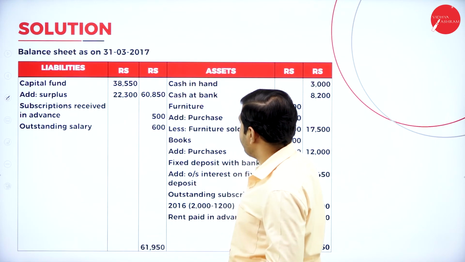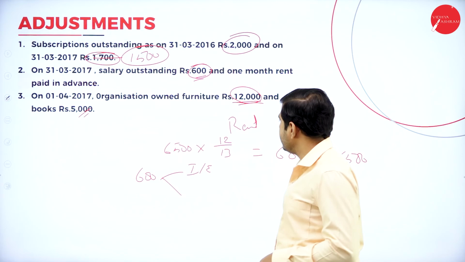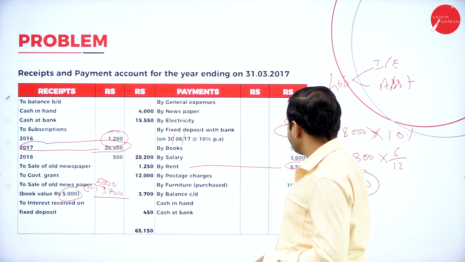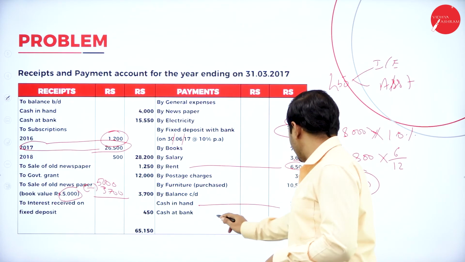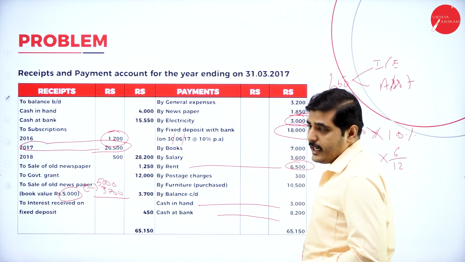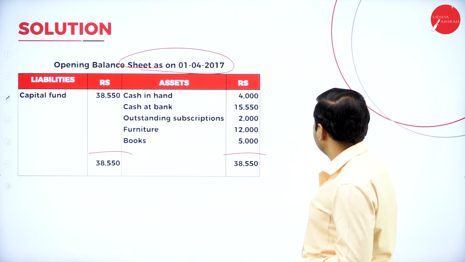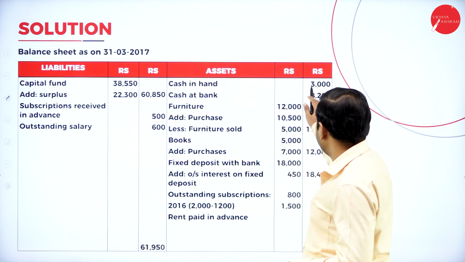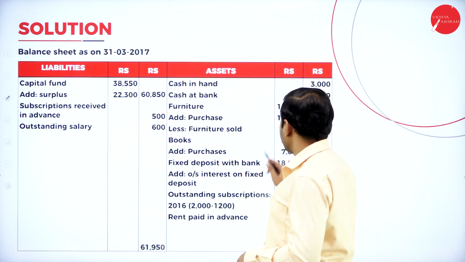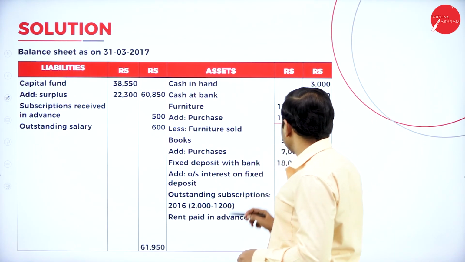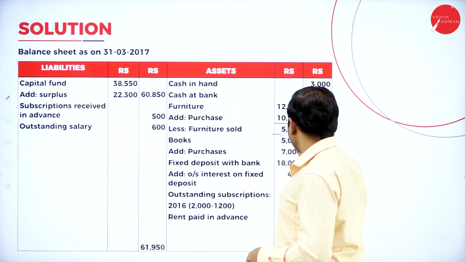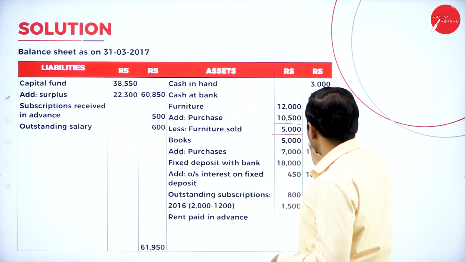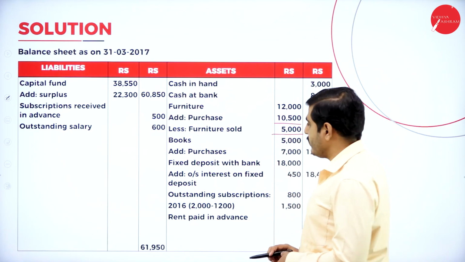Now let's go to the balance sheet. So look at the previous year balance sheet. What is the closing cash in hand and closing cash in bank? We should take this amount, 3,000 and 8,200. So opening, closing cash and closing bank. Again furniture. Purchase of the furniture is 10,500. Again furniture sold is 5,000. In the outer column, we have to show the remaining furniture.